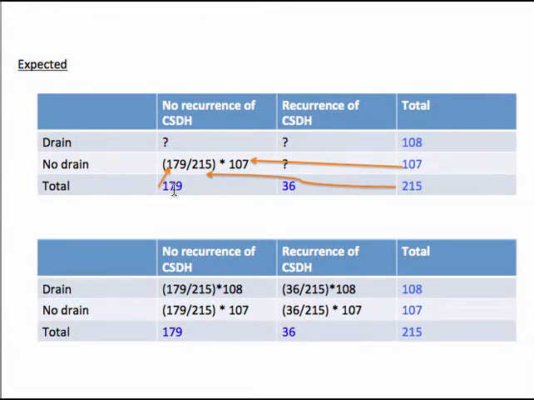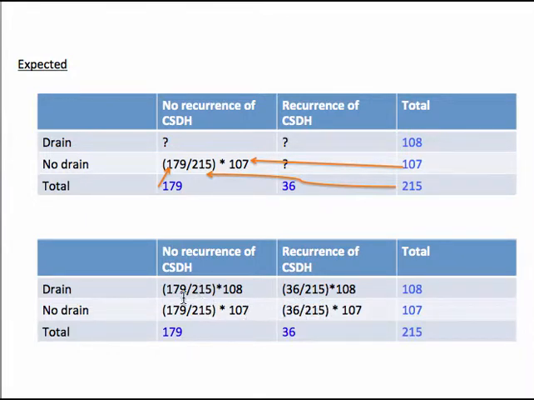So the ratio of no recurrence of chronic subdural to total is 179 to 215. Same ratio has to apply between this cell and this cell for the expected value. So how do we calculate it? So we first of all divide 179 by 215 and then multiply by 107. That will give you the expected proportion. So we do the same calculation, equivalent calculation in each cell.